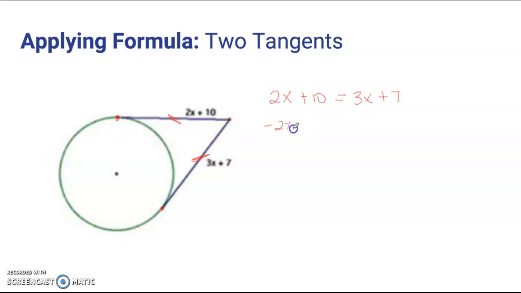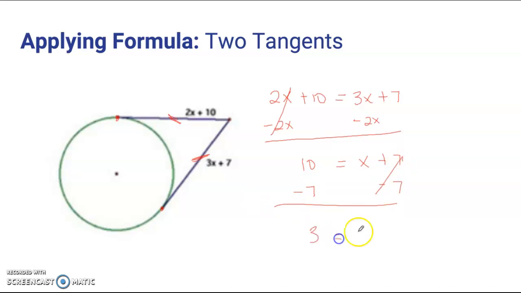So let's solve this mathematically, which I know you can do with your eyes closed. That cancels. 10 equals x plus 7. Let's do inverse operations again. That cancels. x is equal to 3. For this question, we were just finding the value of x. This is just applying the formula.